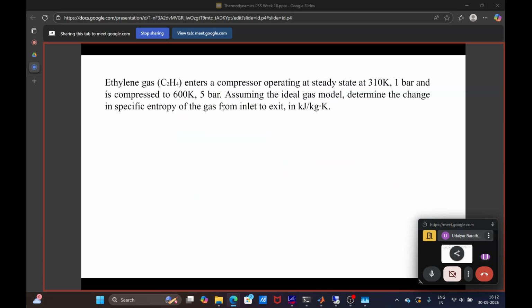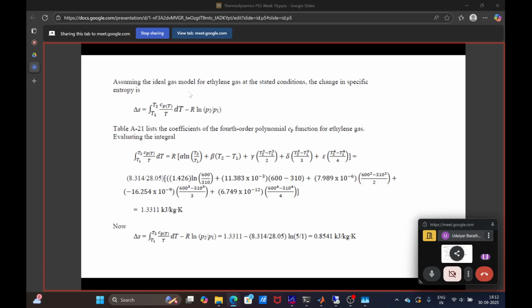So here we are saying that I think the question is incomplete. Here we are given that the ethylene gas follows the ideal gas model with a 4th order polynomial for Cp as a function of temperature. So instead of assuming Cp to be constant, we are assuming Cp is a variable of temperature, and we integrate Cp by T dT from T1 to T2.